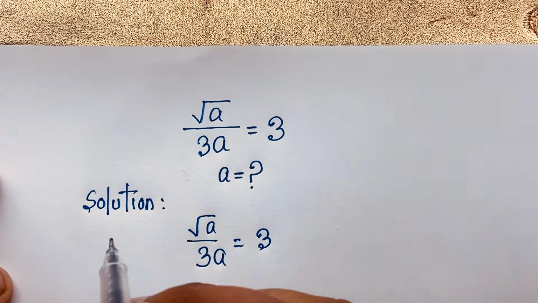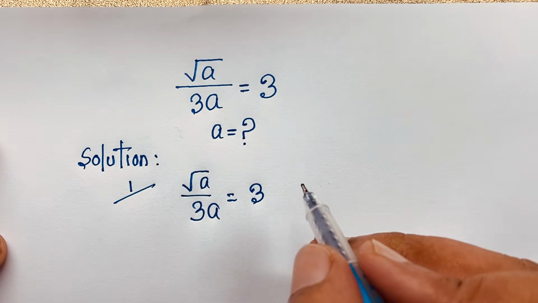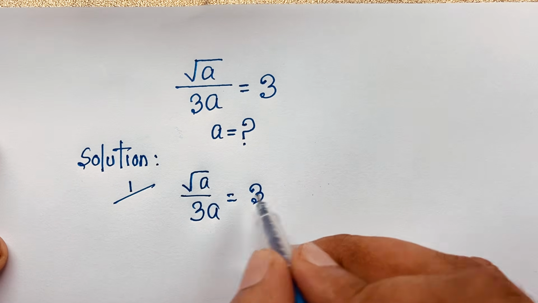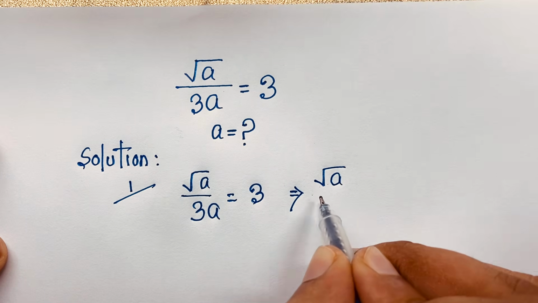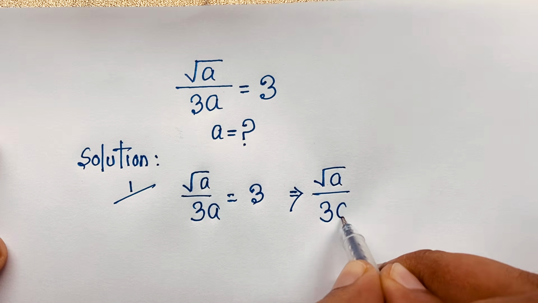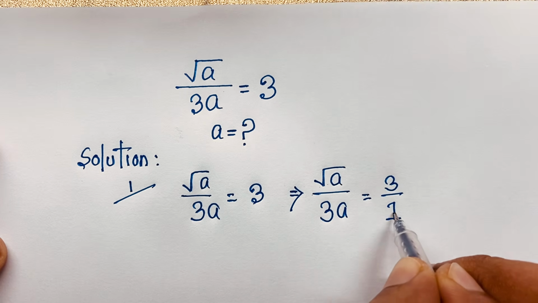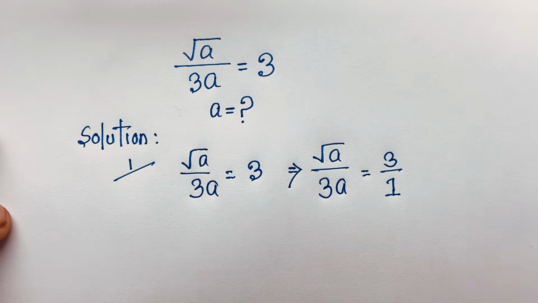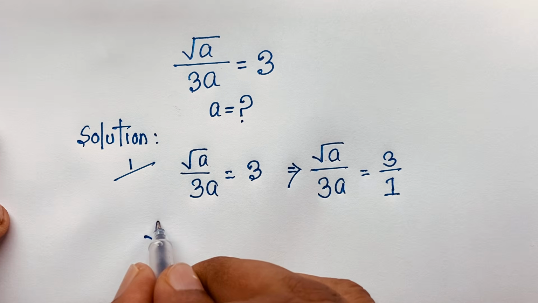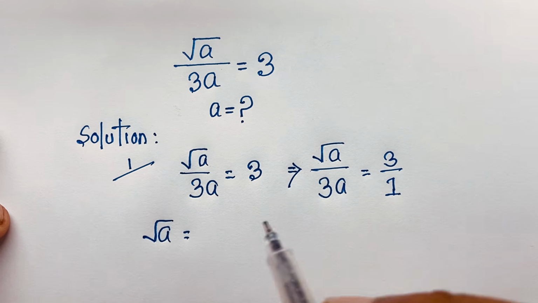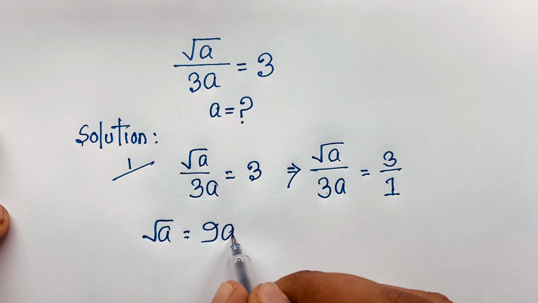I solve this question by two methods. This is our first method. Now at this moment if I do cross multiplication here, it will be square root a over 3a is equal to 3 over 1. Now you can say square root a times 1, this is square root a, is equal to 3 times 3, this is 9, but a here is 3a.